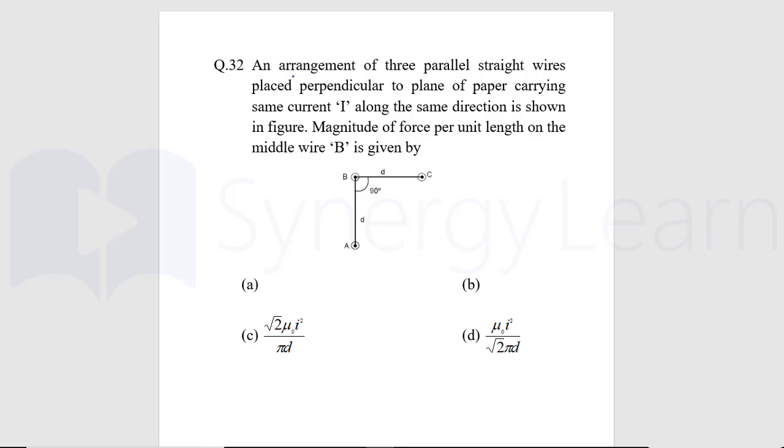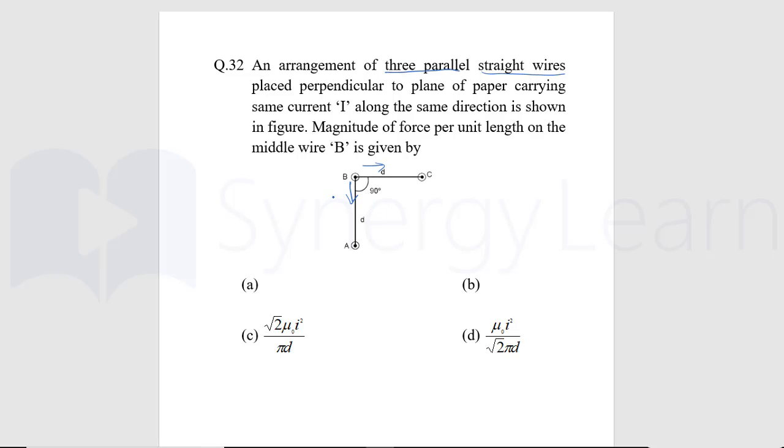In question number 32, it says an arrangement of 3 parallel straight wires. So these are the parallel straight wires placed perpendicular to plane of paper carrying current I along same direction. They carry current I outwards, that is in same direction. Magnitude of force per unit length on the middle wire B is given by. So this wire will attract this wire this side and this will attract it this side.